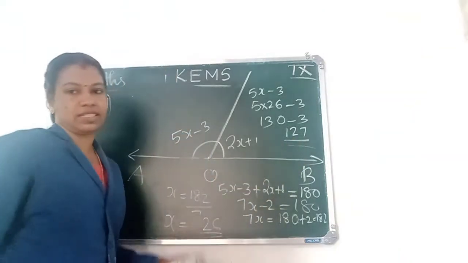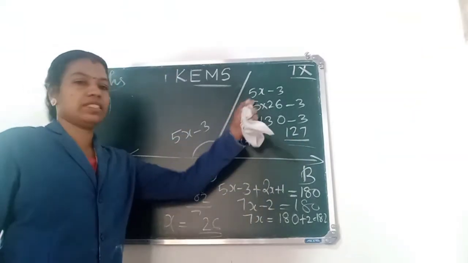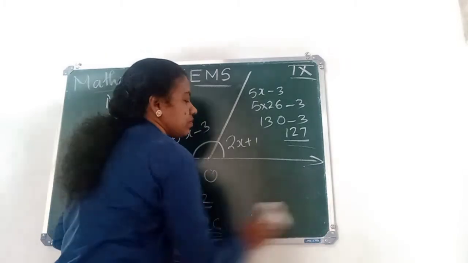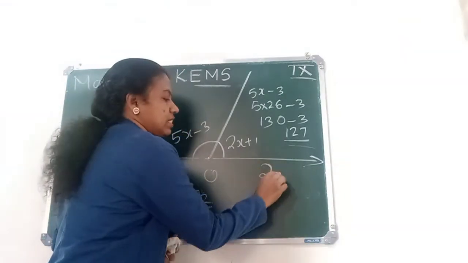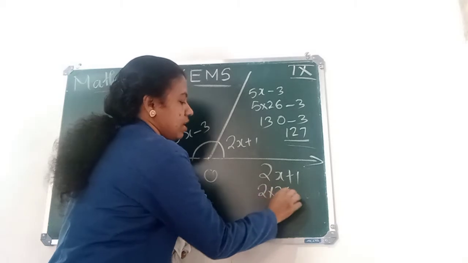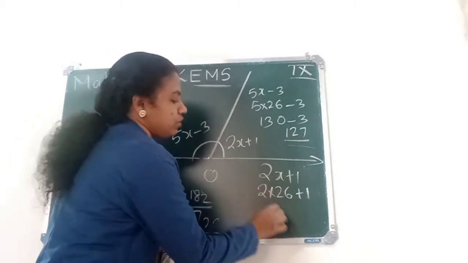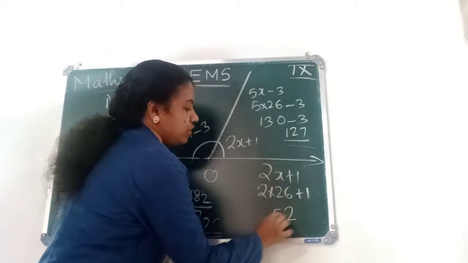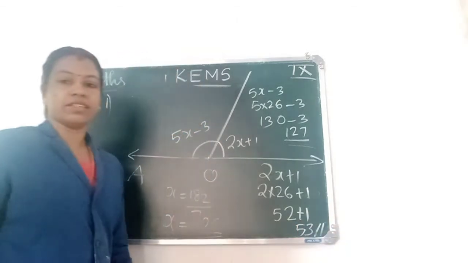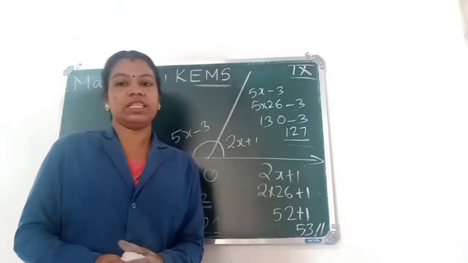First angle 127. Just put the value of x in this equation. Okay, then second one, 2x plus 1. Second angle is 2x plus 1. So 2 into 26 plus 1. 2 into 26, 52 plus 1, 53.